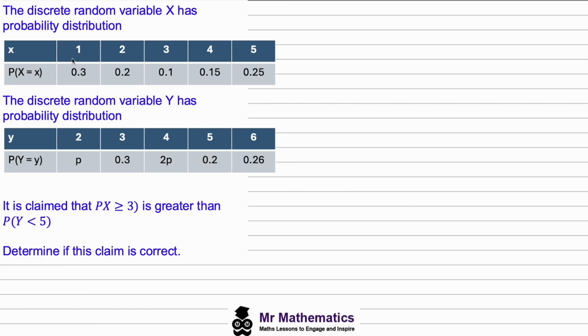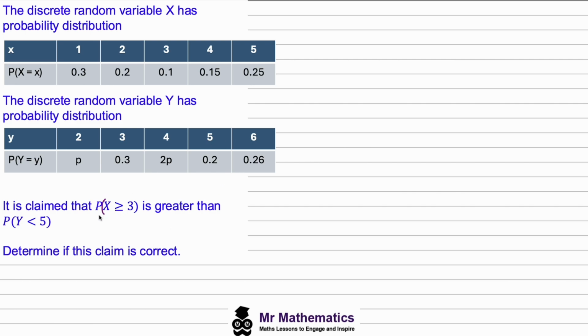Okay, so in this question, we're told that the discrete random variable x has this probability distribution, and the discrete random variable y has this probability distribution. It is claimed that the probability of x being greater than or equal to 3 is greater than the probability of y being less than 5. We've been asked to determine if this claim is correct. So perhaps you want to try this question yourself.